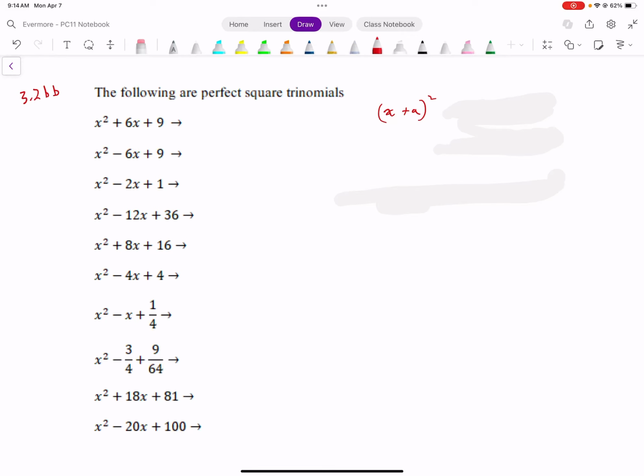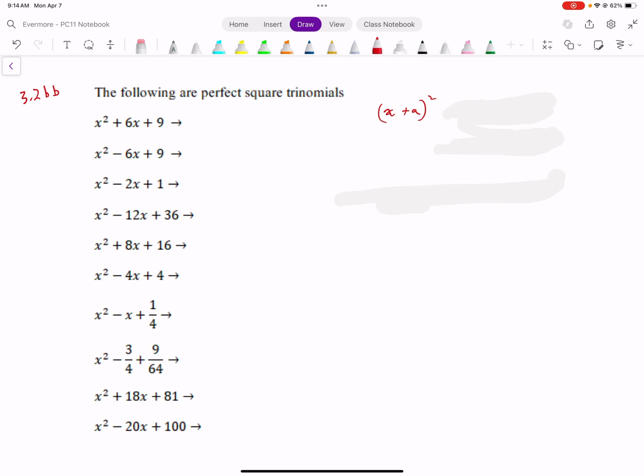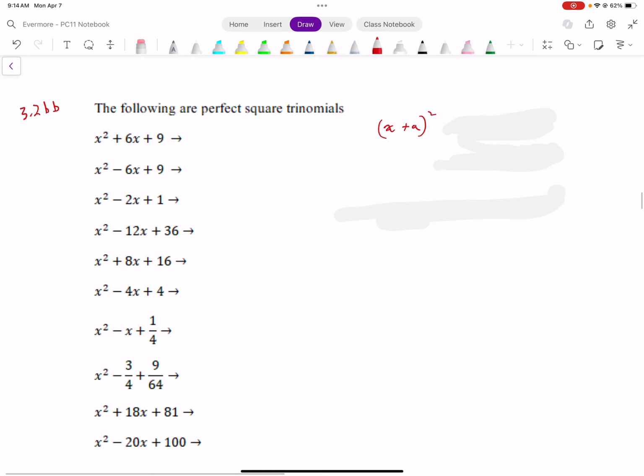I'm just going to make the statement that the following are perfect square trinomials. Indeed, all of them are. And what do we mean by that? For example, the first one I would call a perfect square trinomial because x squared plus 6x plus 9, I could factor that. And if you factor that, it's x plus 3 times x plus 3. But this is probably better known as x plus 3 squared.